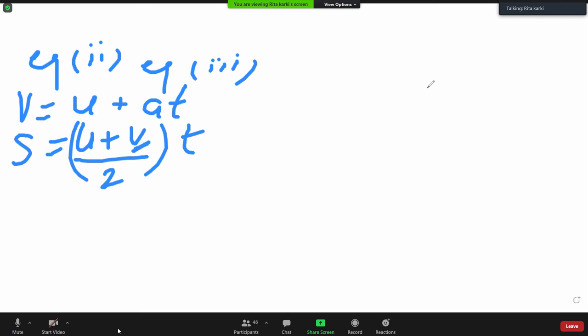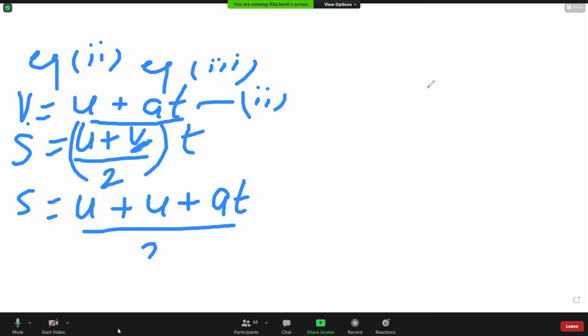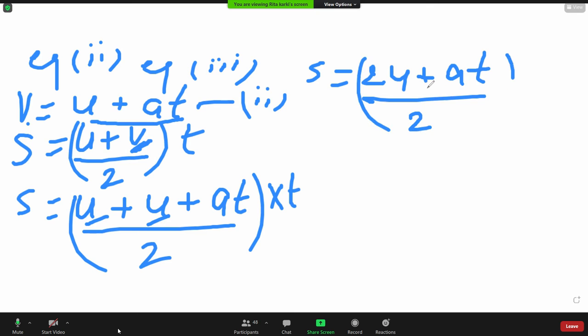So now can we replace this v with equation 2? Can we keep the value of v in this particular space? Yes. So s equals to u plus, what is the value of v in equation 2? u plus at. So s equals u plus u plus at upon 2 into t. Now again, s equals to 2u plus at upon 2 into t. Can we do up to here? Yes, understood up to here, ma'am.